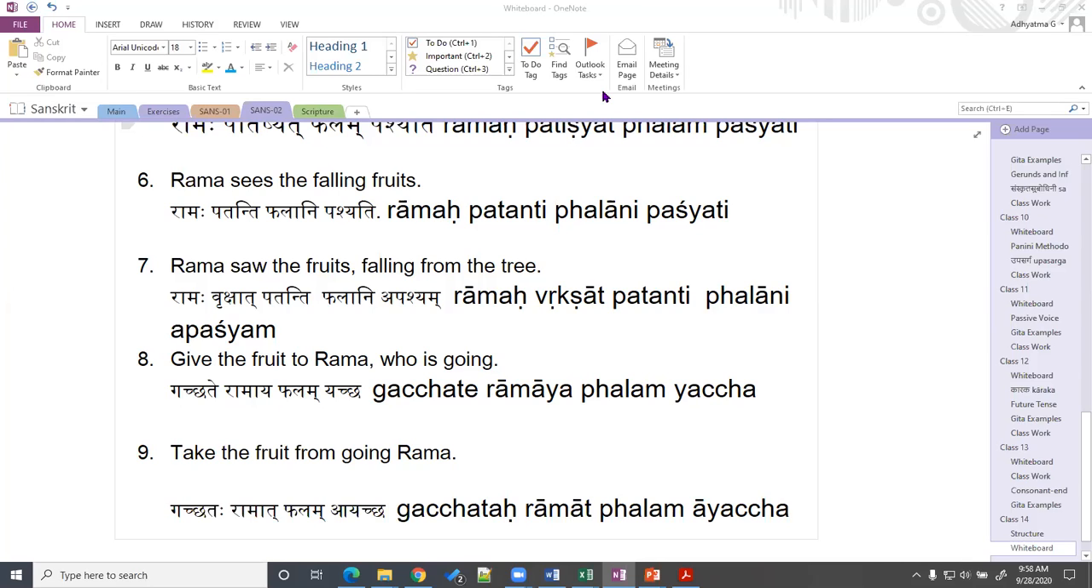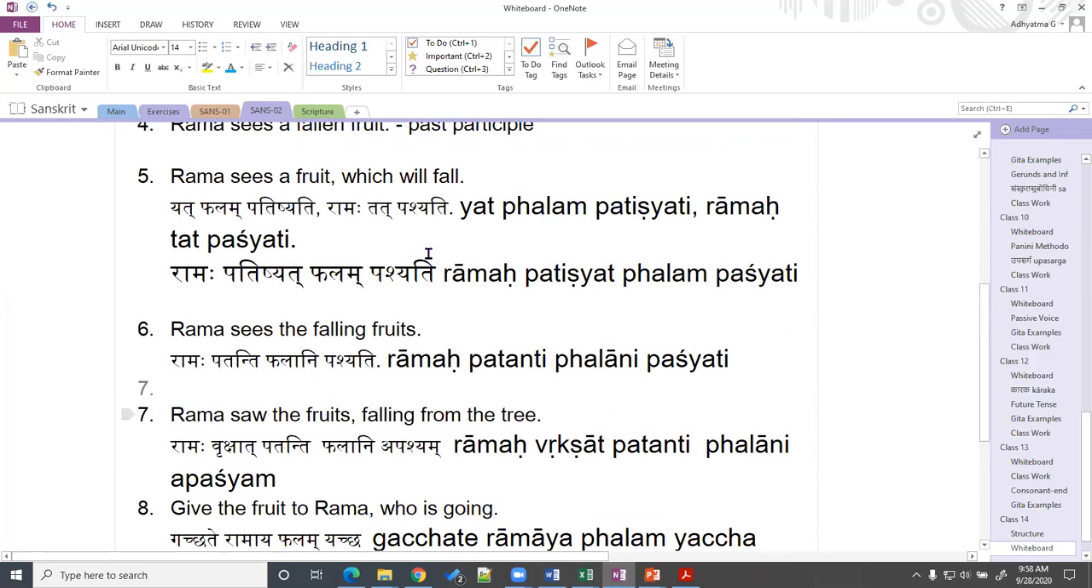Saw is the third person, apashyat. Okay, so yes, that's correct. Rama apashyat. Thank you for correcting. I used the first person, so it's apashyam. I used the pashyam, which is for the eye, like I saw, but Rama saw, that is apashyat. That's correct. Thank you.